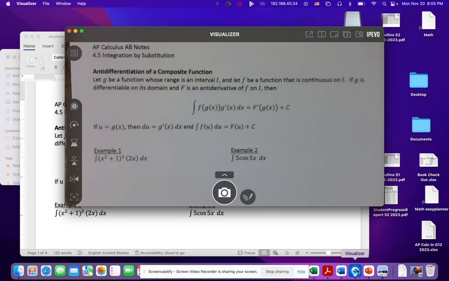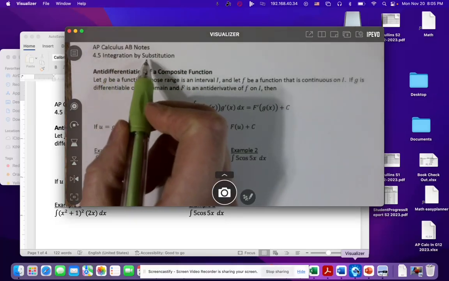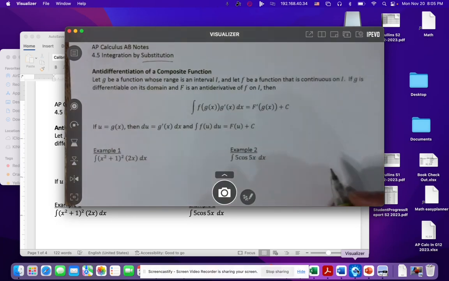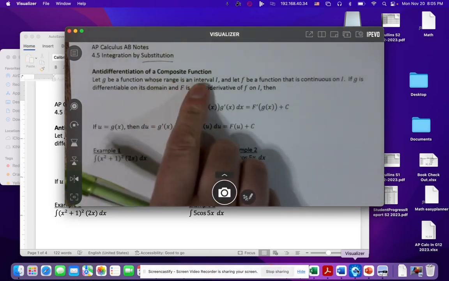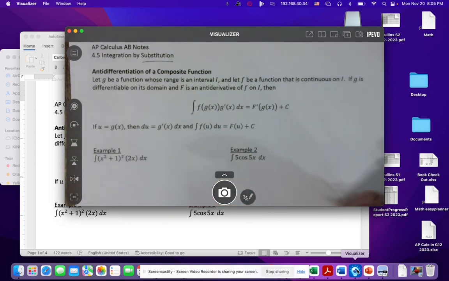Hello, class. These are our Calc 4-5 notes, integration by substitution. So we're going to be substituting today. This is going to be a different technique that we're going to use when we have a composite function, so when we have a function inside another function.